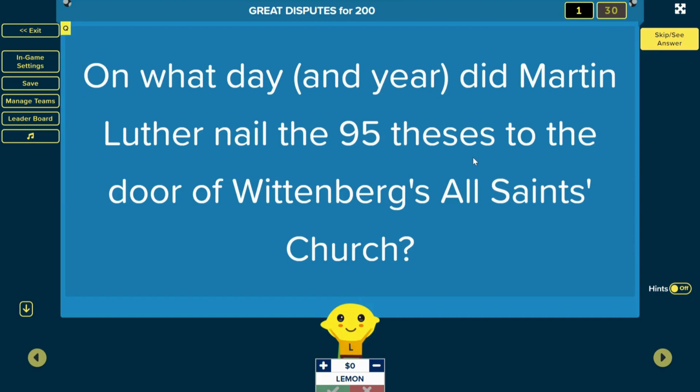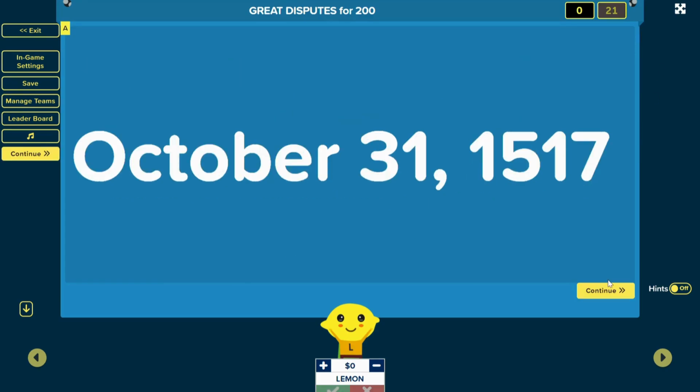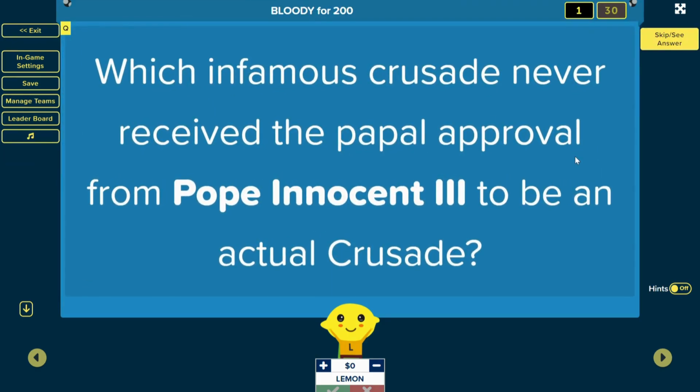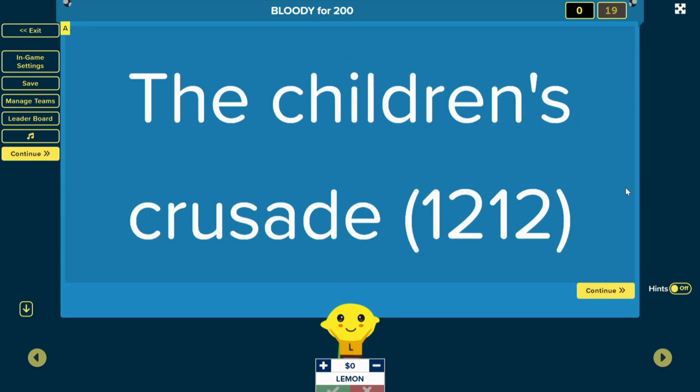Great disputes, 200. On what day and year did Martin Luther nail the 95 Theses to the door of Wittenberg's All Saints Church? October 31st, 1517. Which infamous crusade never received the papal approval from Pope Innocent III to be an actual crusade? The Children's Crusade in 1212.